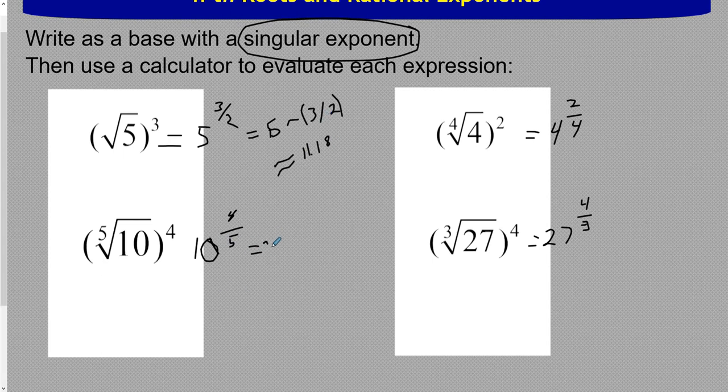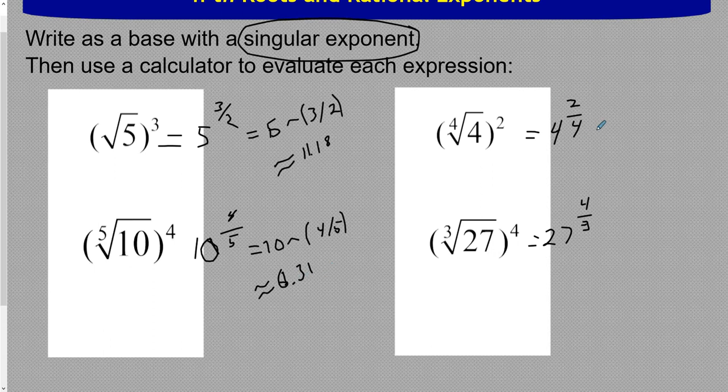Okay. So then for this one, 10 to the 4/5. Again, I'm going to type 10 to the 4/5, and I'm going to put the 4/5 in parentheses. I'm typing it in my calculator, and I'm getting approximately 6.31.